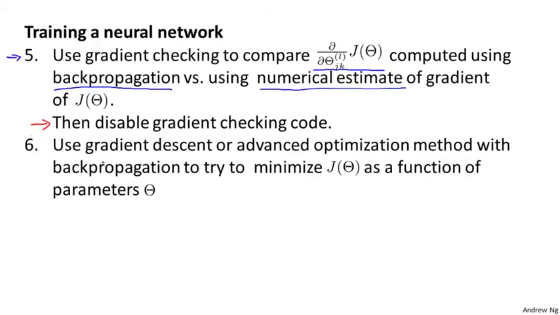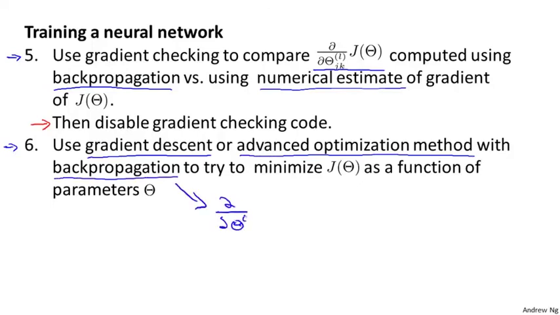And finally, we then use an optimization algorithm such as gradient descent, or one of the advanced optimization methods such as LBFGS or conjugate gradient, as embodied in fminunc or other optimization methods. We use these together with backpropagation. So backpropagation is the thing that computes these partial derivatives for us. And so we know how to compute the cost function, we know how to compute the partial derivatives using backpropagation. So we can use one of these optimization methods to try to minimize J of theta as a function of the parameters theta.